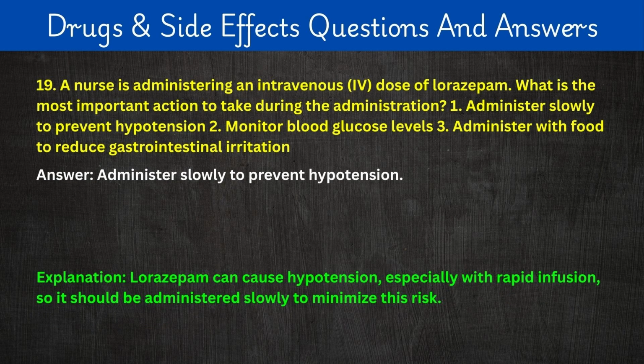19. A nurse is administering an intravenous dose of lorazepam. What is the most important action to take during the administration? 1. Administer slowly to prevent hypotension. 2. Monitor blood glucose levels. 3. Administer with food to reduce gastrointestinal irritation. Answer: administer slowly to prevent hypotension. Explanation: lorazepam can cause hypotension, especially with rapid infusion, so it should be administered slowly to minimize this risk.